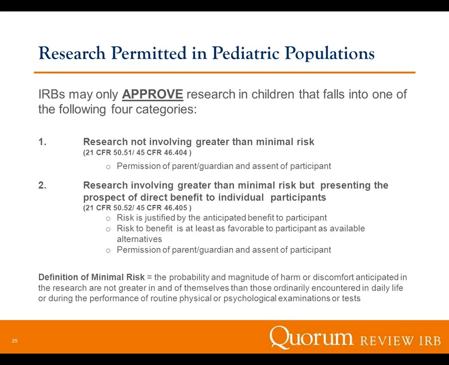Now this is, for Category 1, this same requirement applies. The IRB would have to ensure that there are provisions in place to obtain the permission of the parent and assent of the child. Now let's move on to the third category.